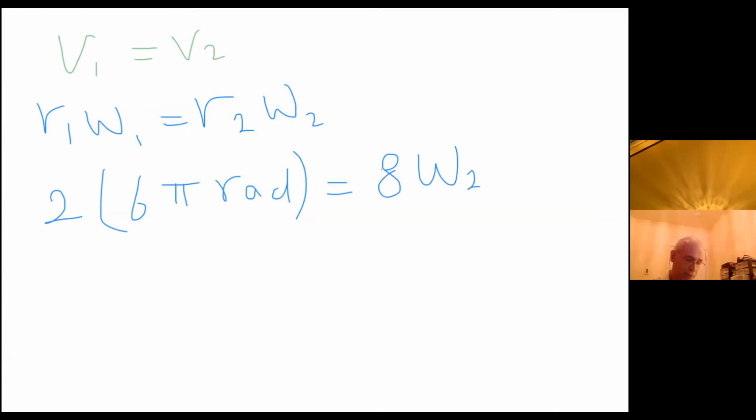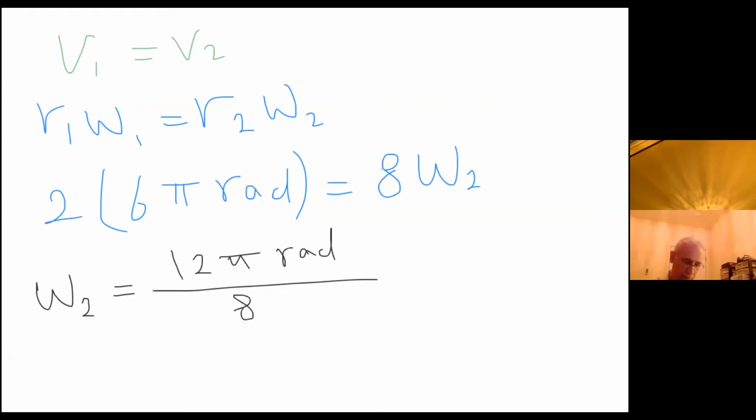We want to know how many revolutions per minute for the larger pulley. And notice how simple it is now. 2 times 6 is 12. If I divide both sides by 8, I have omega 2 equals 12 pi radians divided by 8, which equals 1.5 pi radians per minute.